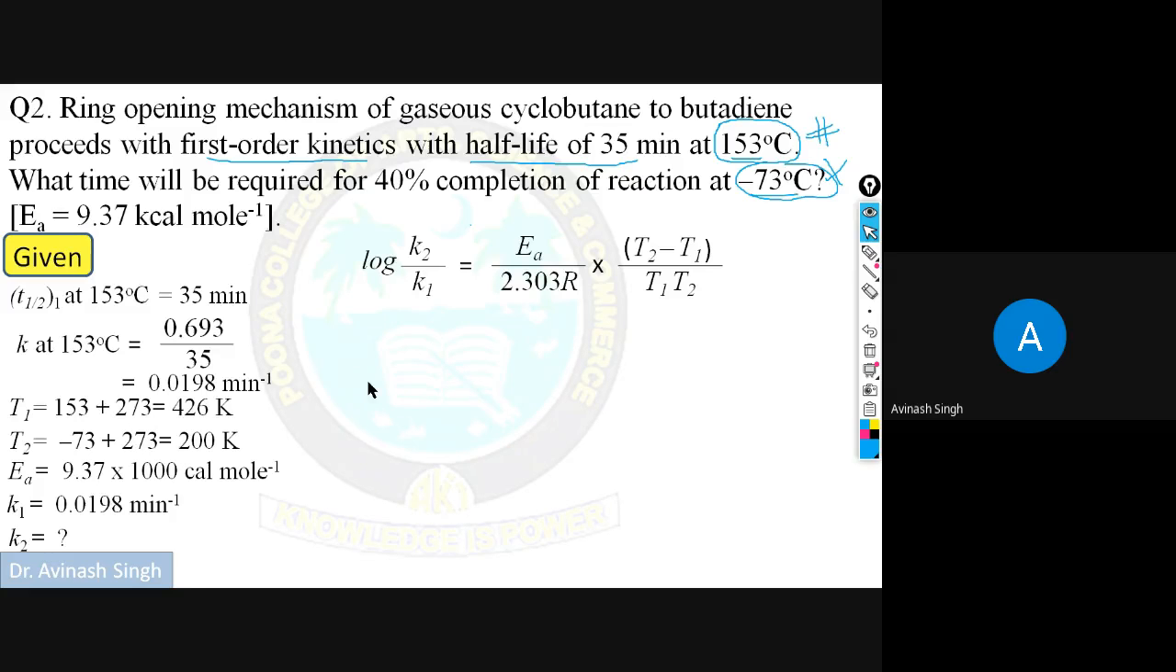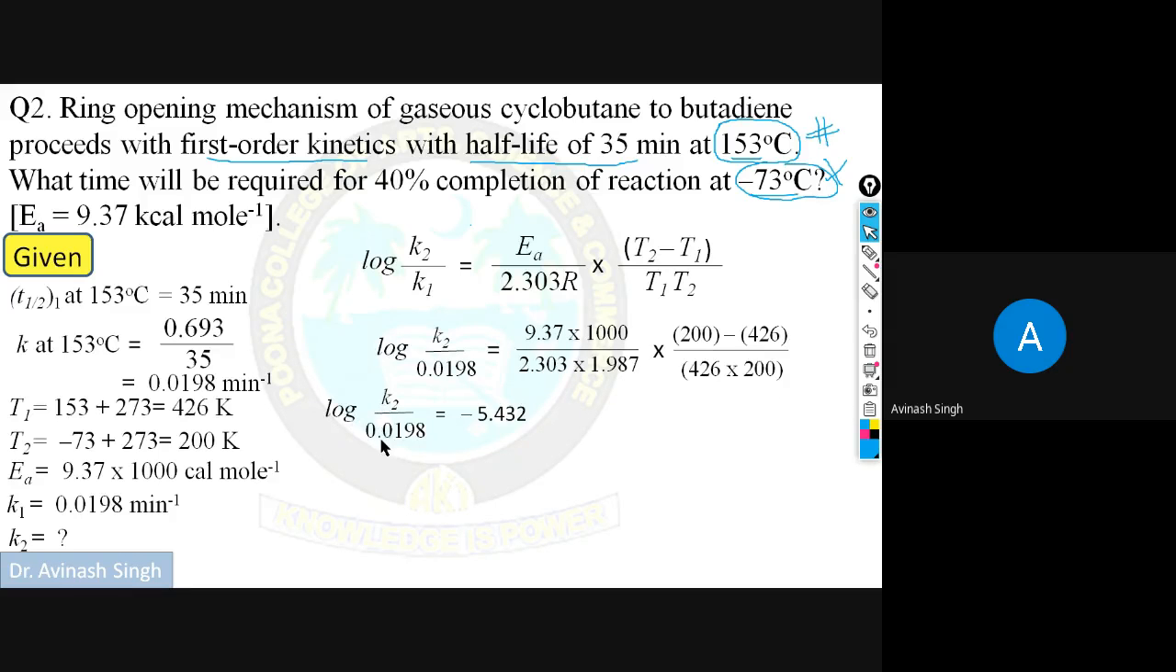Now putting this in Arrhenius equation, so log of K2 divided by 0.0198 equals energy of activation, this value, over 2.303 times R. R value is 1.987 because energy of activation is in calories. T2 over here is 200, so it is 200 minus 426, then 426 multiplied by 200. Obviously, this number is smaller than this number. So this entire right hand side, when you solve it, it is going to come as a negative value.